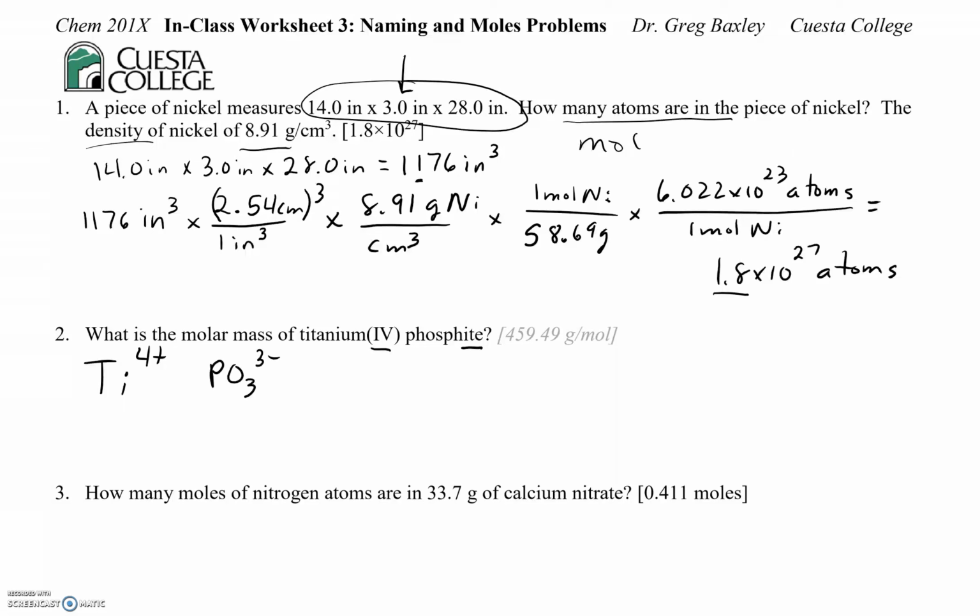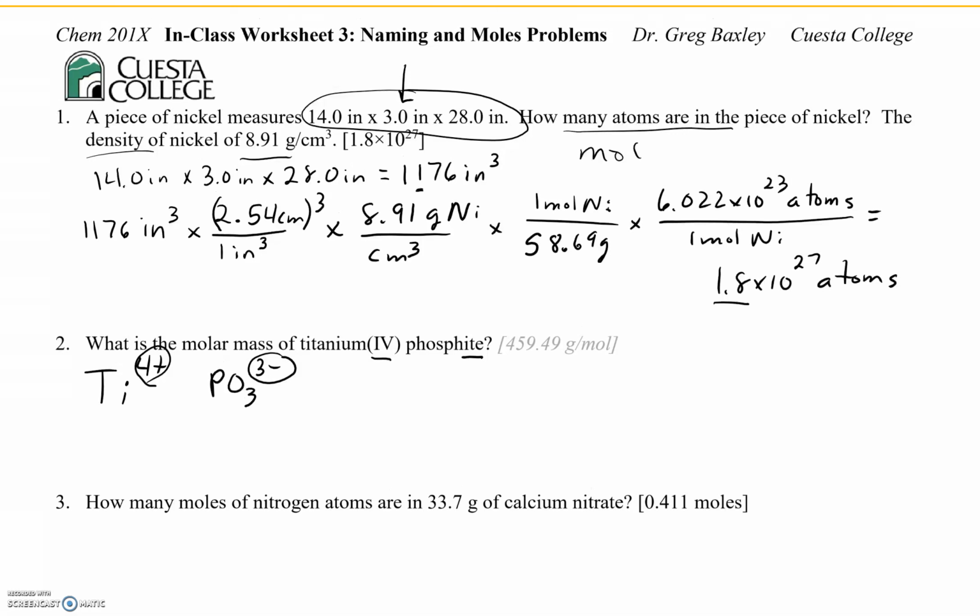In order to determine the formula of the compound, we can look for the lowest common multiple between the 4 plus and the 3- so that we can end up with a formula that has the same number of positive charges as negative charges. The lowest common multiple between 4 and 3 is 12. So we can have a formula for the compound of Ti3(PO3)4 for the titanium 4 phosphite.